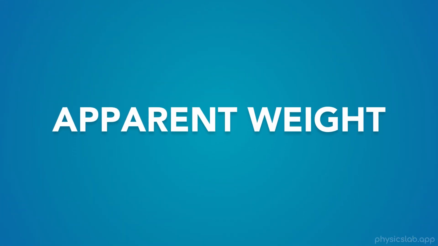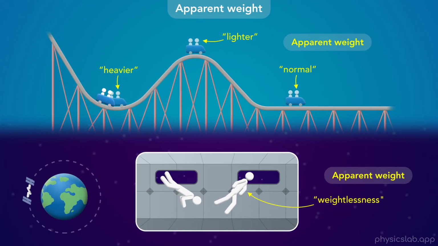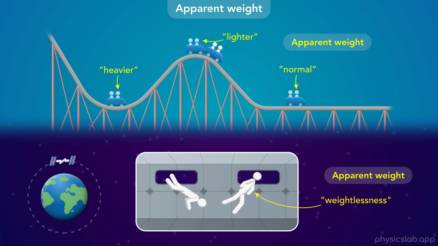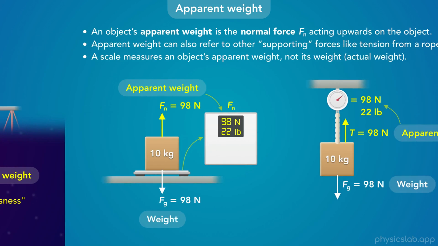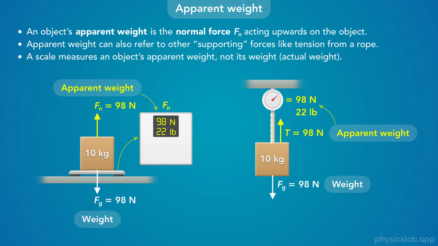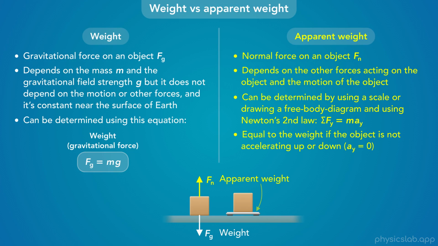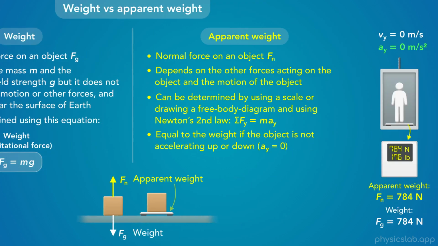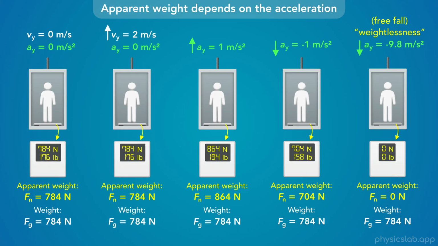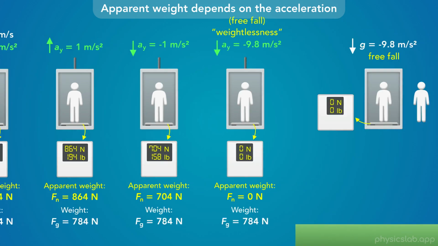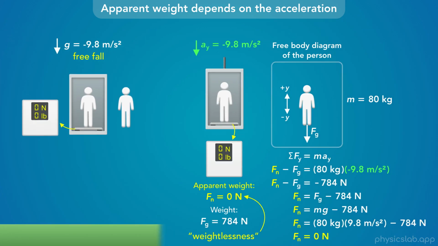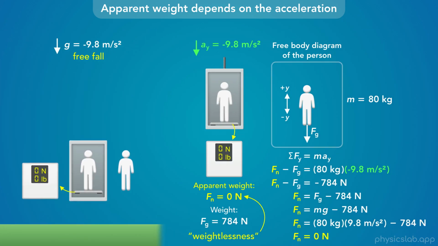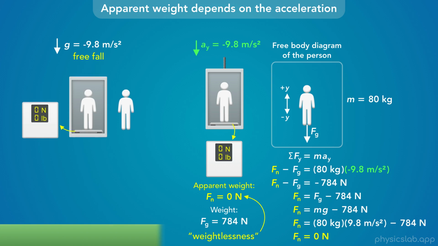Hey everyone! In this video, we're going to learn about apparent weight. We'll talk about what apparent weight feels like conceptually, and then we'll cover it in more detail. After that, we'll explain the difference between weight and apparent weight. And we'll calculate the apparent weight of a person in an elevator for 5 different scenarios. In the last scenario, we'll talk about weightlessness and how a person or any object can have 0 apparent weight.